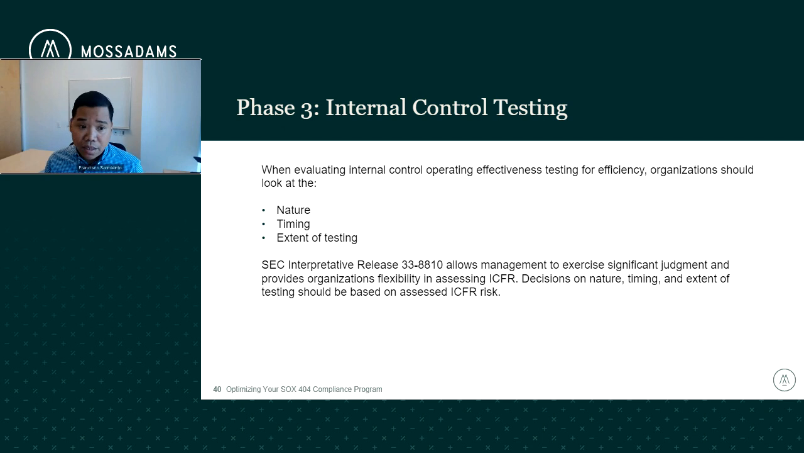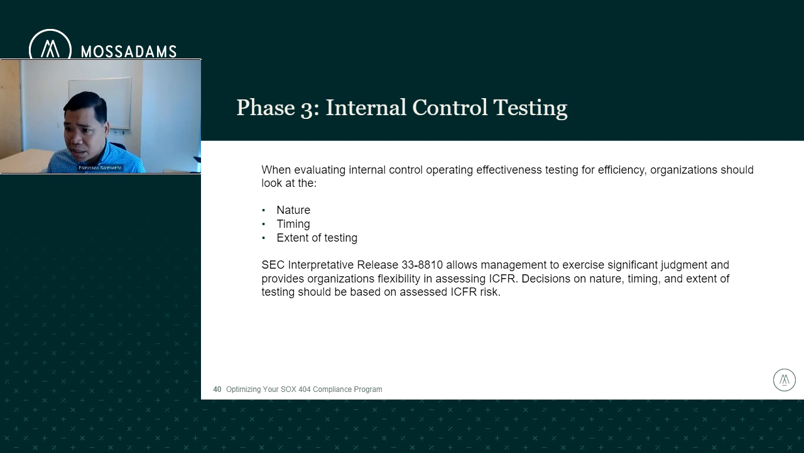As I mentioned earlier, the SEC interpretative release 33-8810 gives management a lot of flexibility and leeway on how it would execute its assessment process. So assuming it's under 404A, or if it's a non-rely control, there is that approach that we can use. Obviously, if it's under 404B, there's not a lot we can do in terms of nature, timing, and extent, because that's generally driven by the external auditors' methodology and the PCAOB. So if they are relying on our testing, we do have to follow their sampling, how they want it to be tested, and what period we're testing.